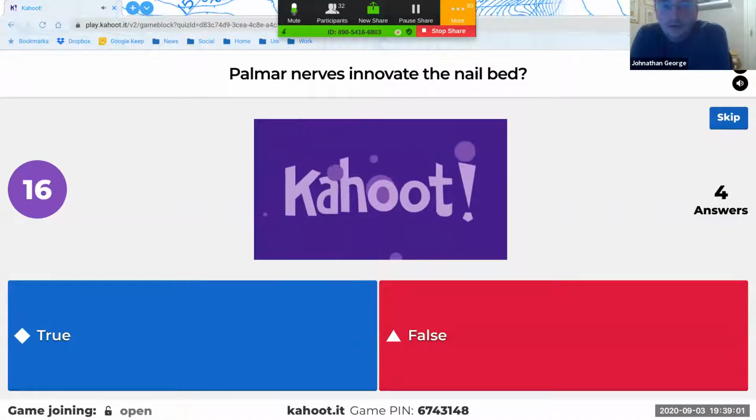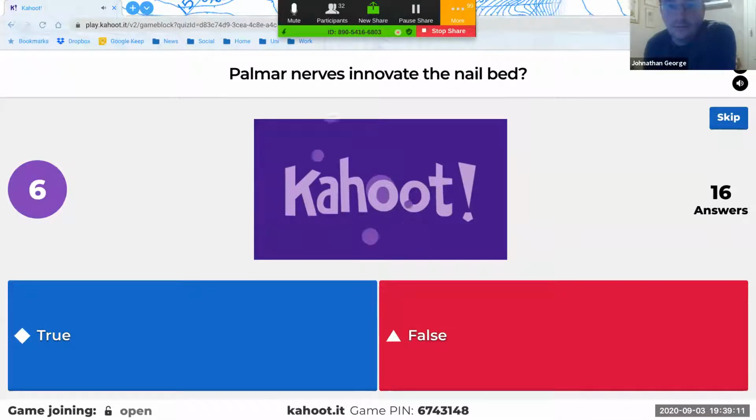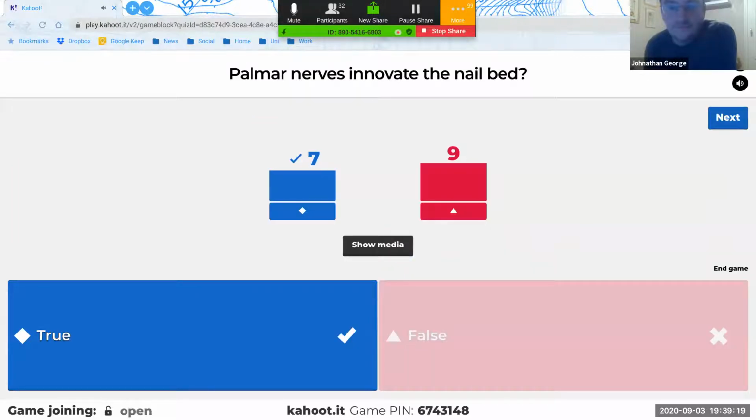Does the palmar nerve innervate the nail bed? Yes or no? It does. So the palmar nerve runs underneath, but then it does come up into the nail bed.